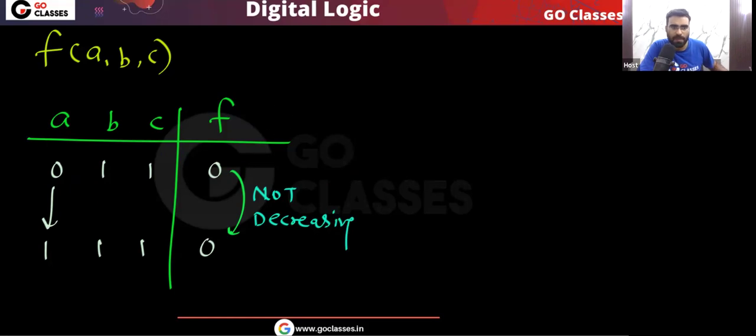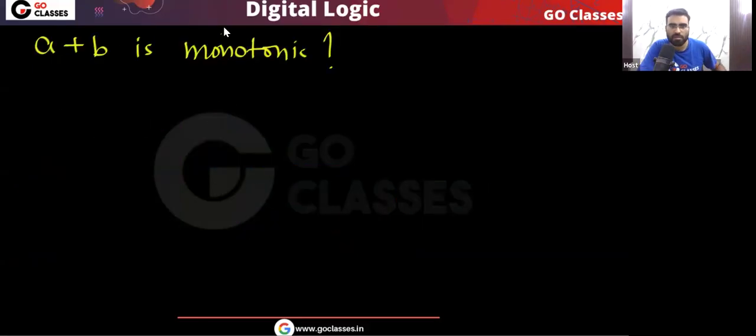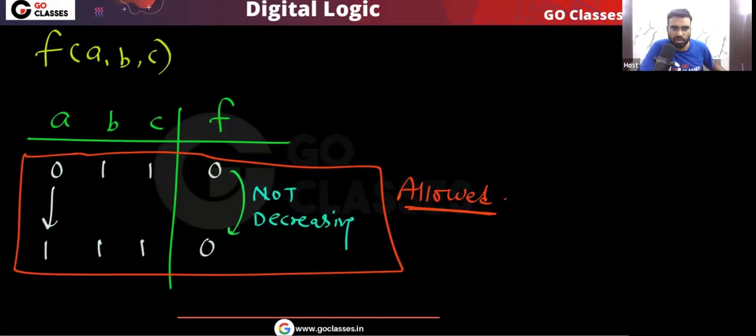Is this clear? Let me know. See, the definition is actually very simple. So this is allowed. Okay, very simple. Hope you understood. For example, is this allowed? I am changing a single variable from 0 to 1. Yeah, this is also allowed because the function value is not decreasing.